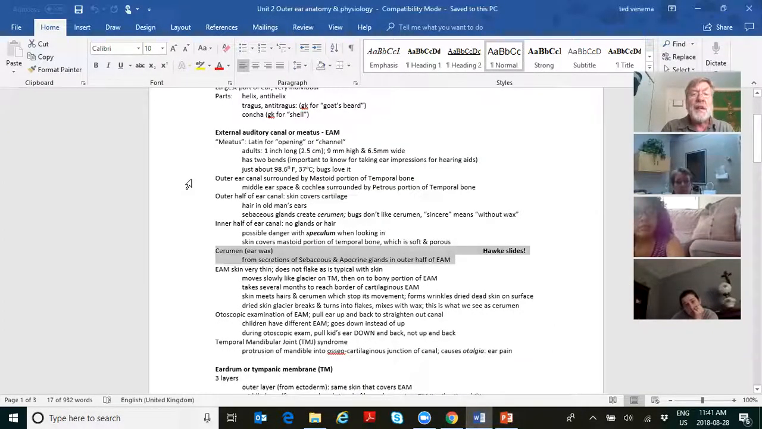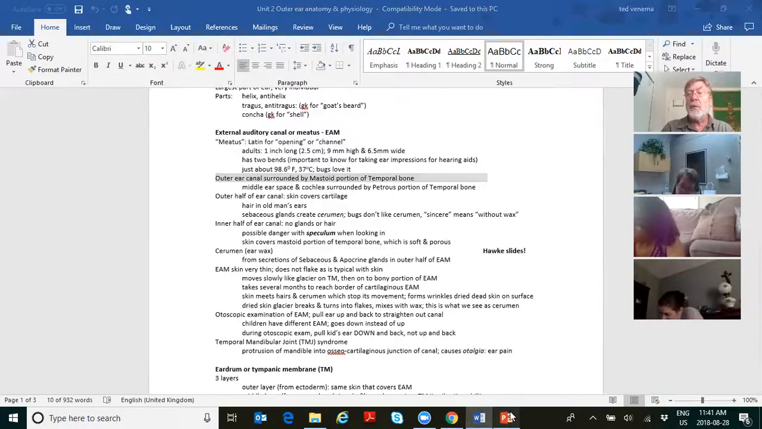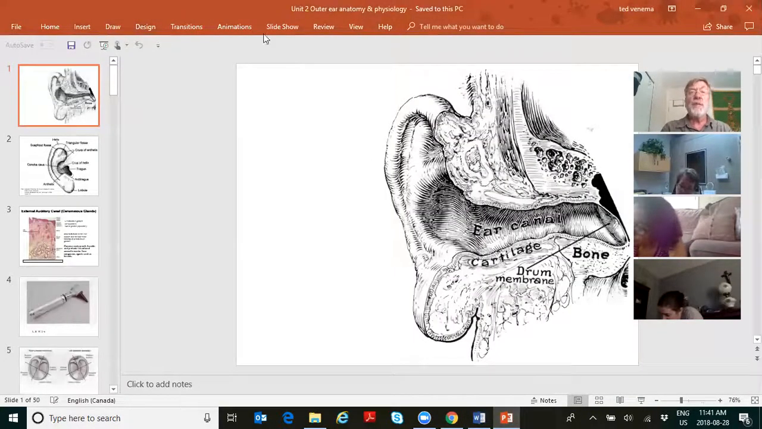Outer ear canal is surrounded by the mastoid portion of the temporal bone. What does that mean? Circle it. Put a circle around mastoid and put a circle around temporal. The temporal bone is, if you will look at me, and we showed you last week in the Zoom session, the bone that kind of surrounds the ear. Okay? It's the side bone of the skull.